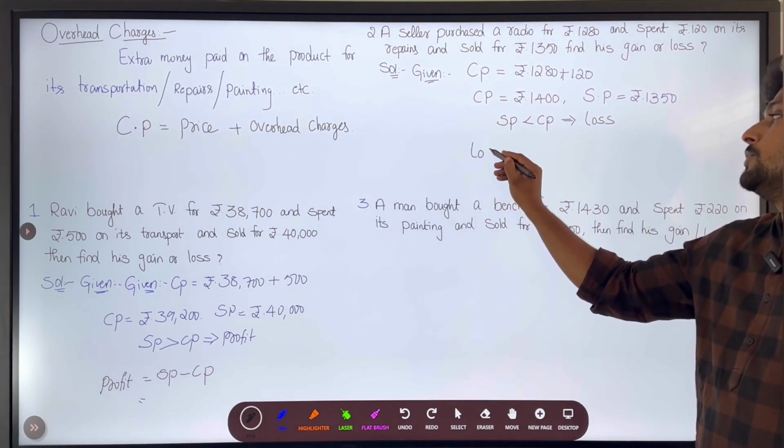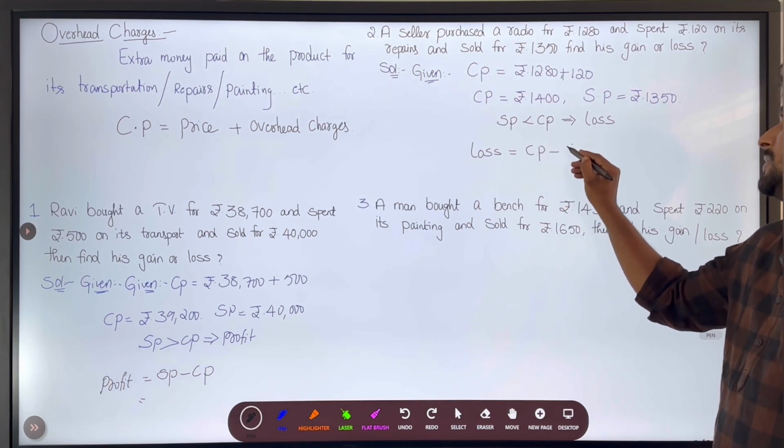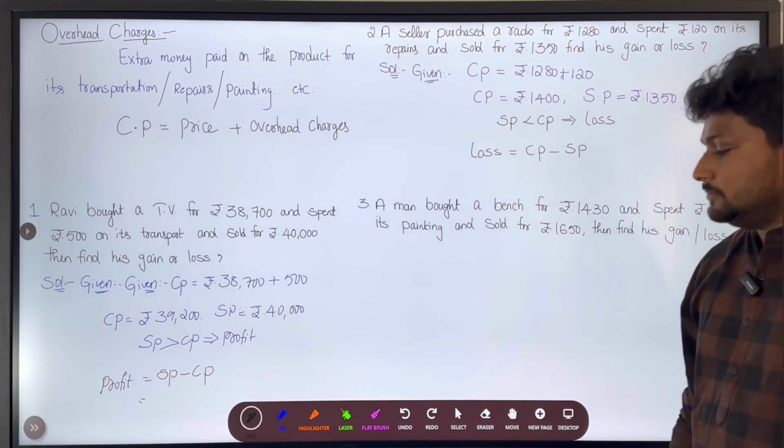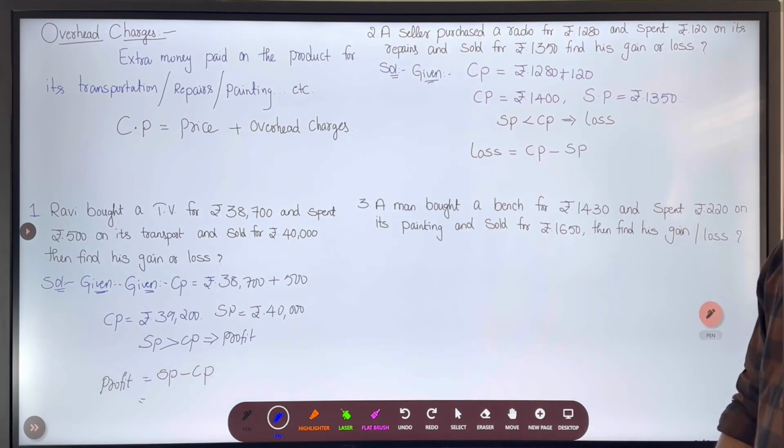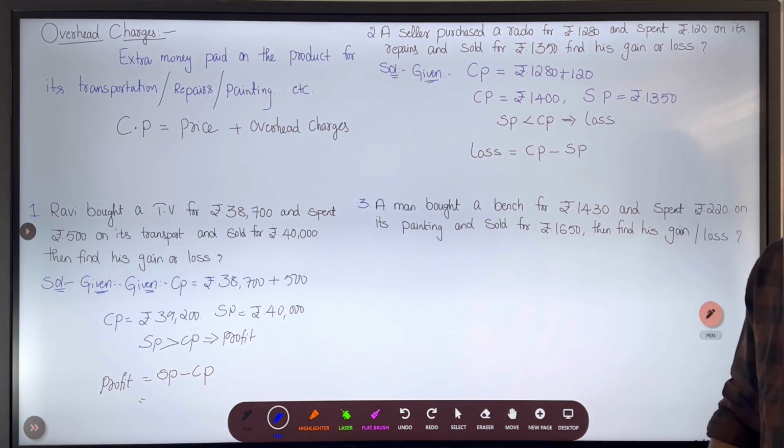So you know the loss formula. Loss equals, what is the formula now? Loss equals cost price minus selling price. Clear? So use this formula and find how much loss we are getting. So next question, look at the next question, read the next question.